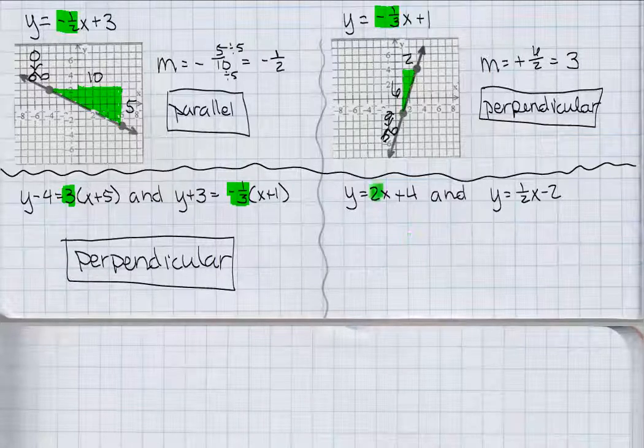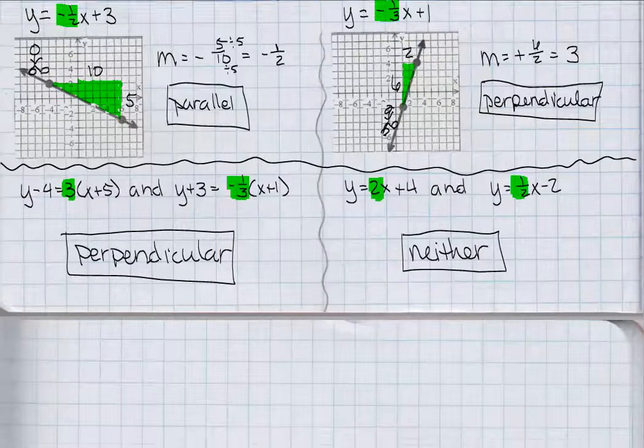On this one, the slope is 2, and this slope is 1/2. This one's positive, this one's positive. So they're definitely not opposites of each other. And they're obviously reciprocals, because 2 turns into 1/2. Since they are not opposite reciprocals, they are only reciprocals, they are not perpendicular or parallel. They're just neither. It has to be opposite reciprocal for it to work.